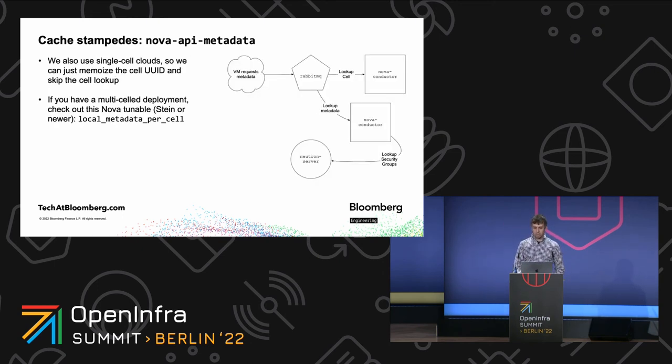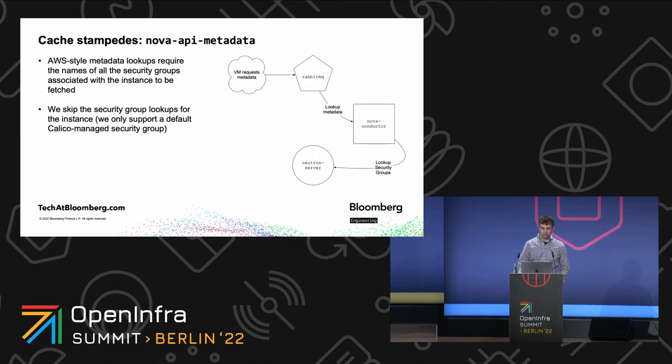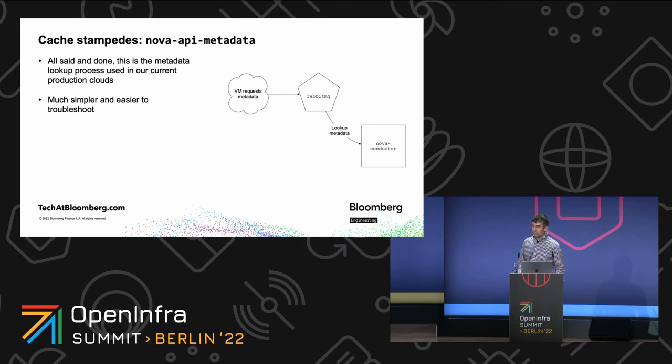We also use single-cell clouds, and there's a feature in Nova Stein which you may want to enable in your deployment if you can. It's for certain cases, but with local metadata per cell, you can basically memoize the cell's UUID as well. You don't have to look it up for each instance. So we can get rid of that call. Another one is that the metadata has the names of the security groups in it. We don't really use security groups in production. We have an edge case use of Calico that we're happy with, so we were able to get rid of that call as well. And so this is our whole metadata path now.